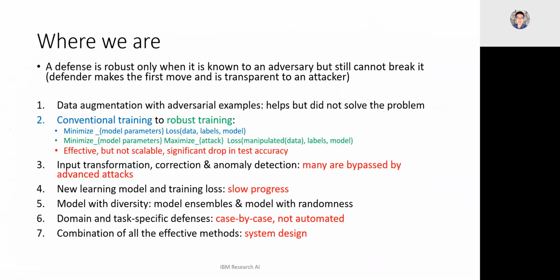So people have also been looking at other ways. The one direction that we believe is more promising is using diverse models, including model ensembles and models with randomness, to basically increase the cost of adversarial attacks. And later on, I will show some domain-specific defenses where we have some promising results. But one downside is that these domain-specific defense rules cannot be easily generalized to other domains.